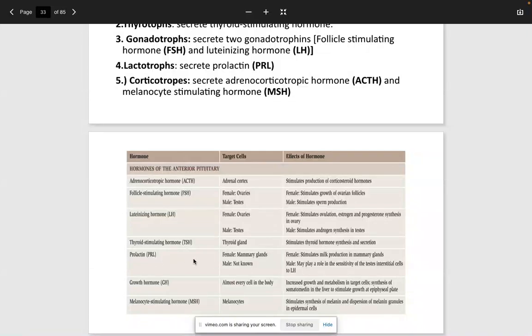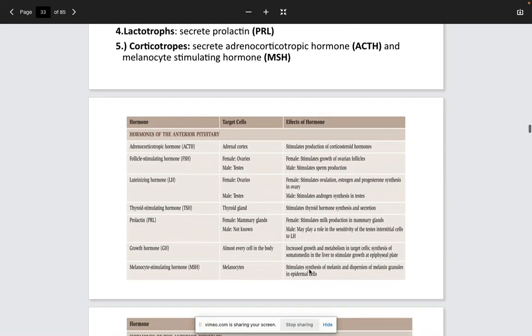Prolactin, if you think about lactation, think about milk coming out of the breast. Within females, it's going to work on the mammary glands, which are actually present within the breast tissue, stimulating milk production. The males, not necessarily a big role. It does have some effect on the gonads, but for our purposes, we won't necessarily dive into that.